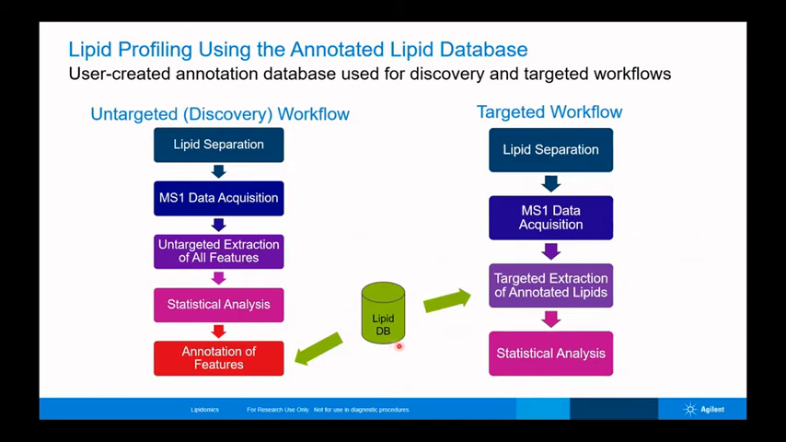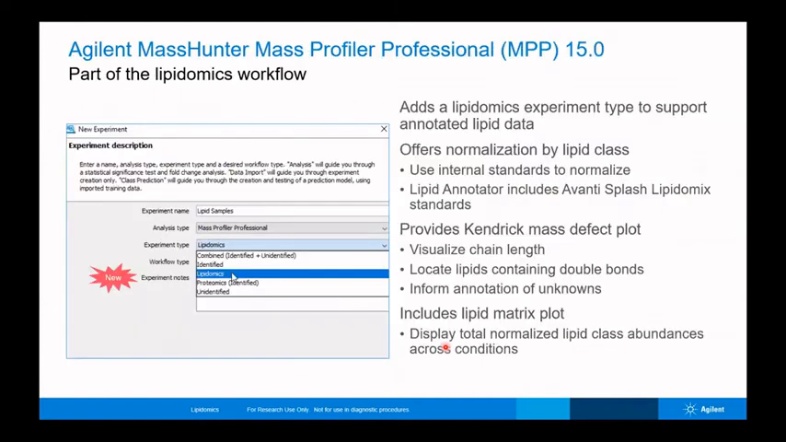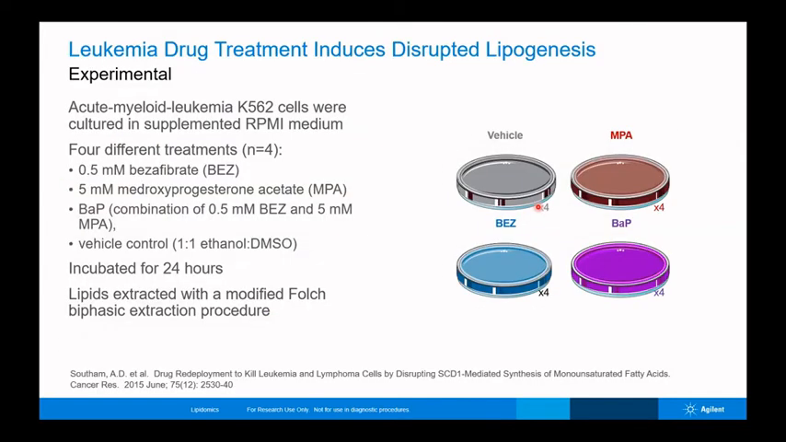Another important part besides the annotation of lipids is the statistical analysis. What does the data mean in this case? And as we know, we cannot compare apples and oranges across different lipid classes. So with the Mass Profiler Professional tool, there is a specific workflow for lipidomics that you can use for normalization of the data, using a class-dependent lipid normalization. So you would use the Avanti SPLASH Lipidomix, for example, normalizing the PCs with the PCs, the PEs with the PEs, etc.